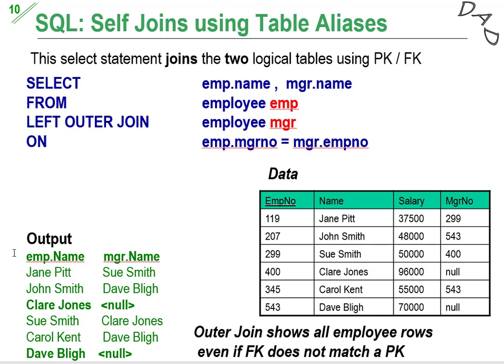So my output now looks like this. I have now Claire Jones, I have now Dave Bly, and there are no managers associated with Claire Jones and Dave Bly. So outer join shows all the employee rows, even if the foreign key does not match with the primary key.